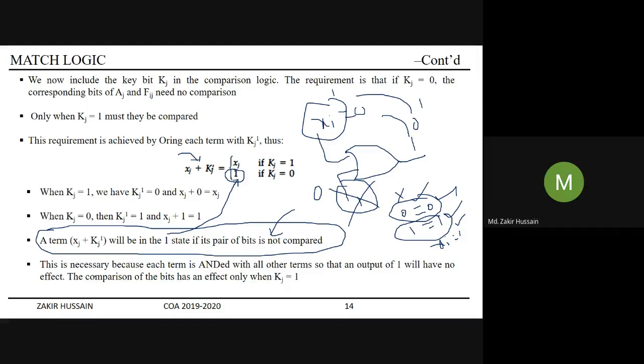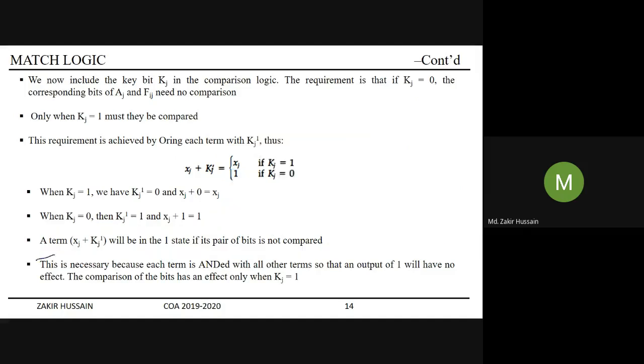Yes, sir. Okay. So this is necessary because each term is ANDed. Putting this sort of condition is necessary because we are going to AND them, the entire thing. We have not only one, we have total C1 to CN. So everywhere we have to carry this out. Ultimately, we should AND this with all other terms so that an output of 1 will have no effect.